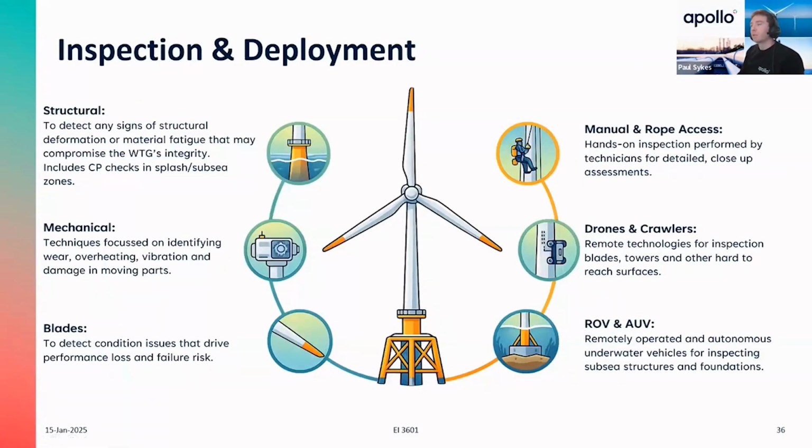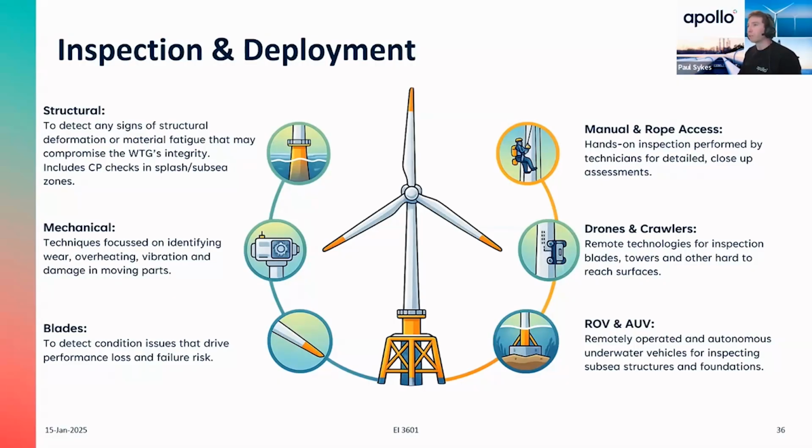As previously mentioned, different components degrade in different ways. So inspection methods need to be matched to what you're looking for, from primary structures to foundations, mechanical systems, and right up to the blades.